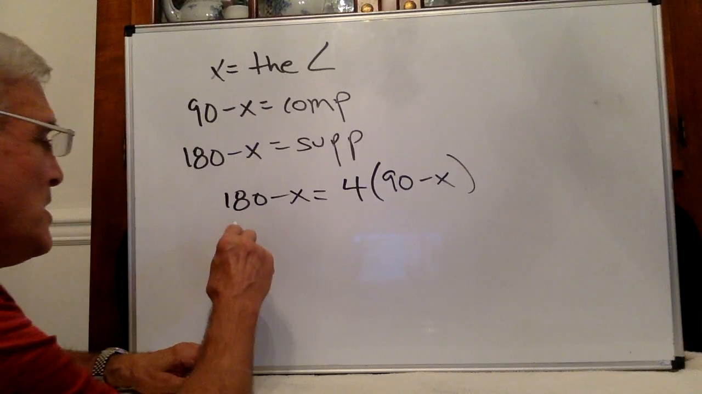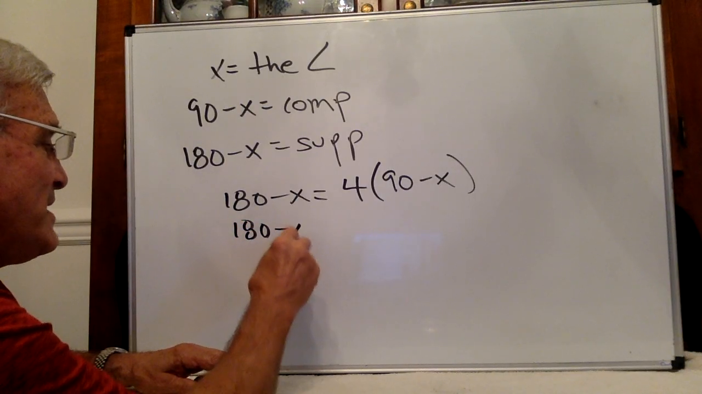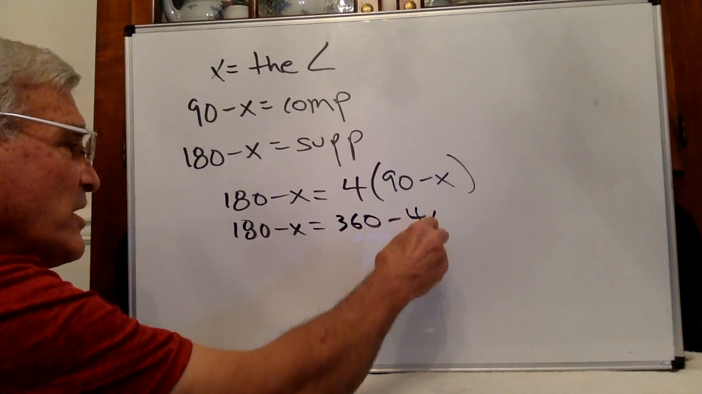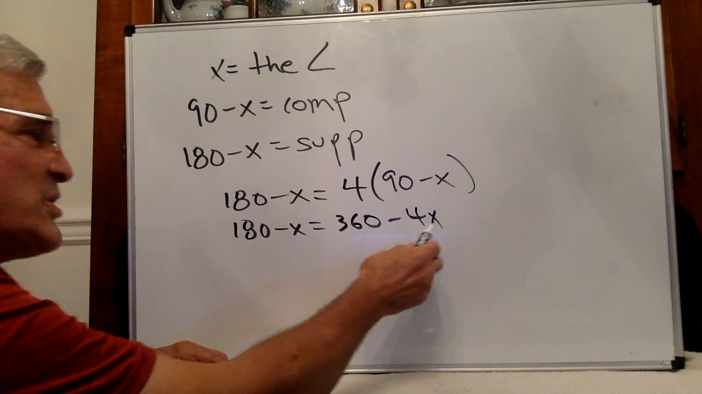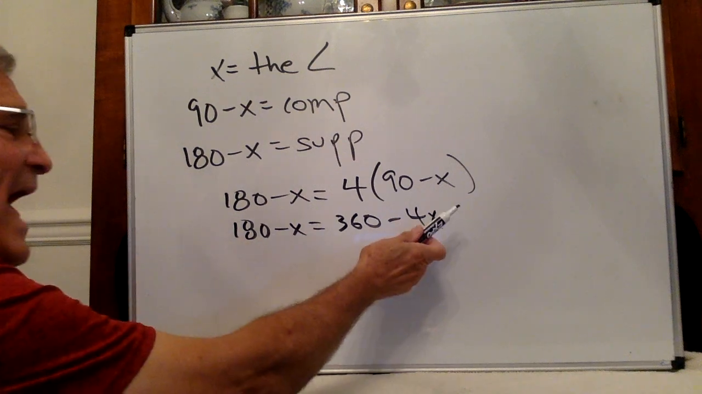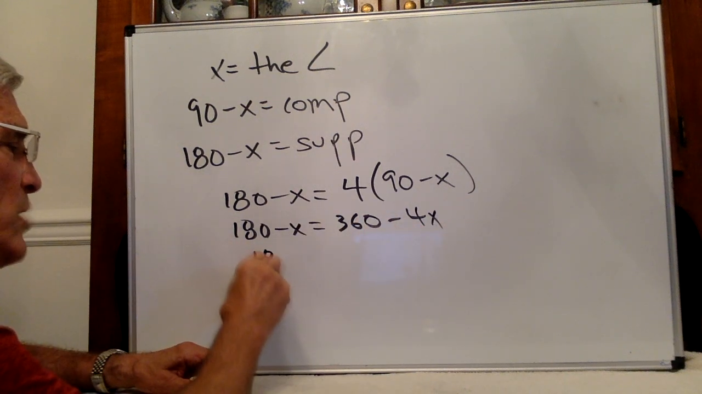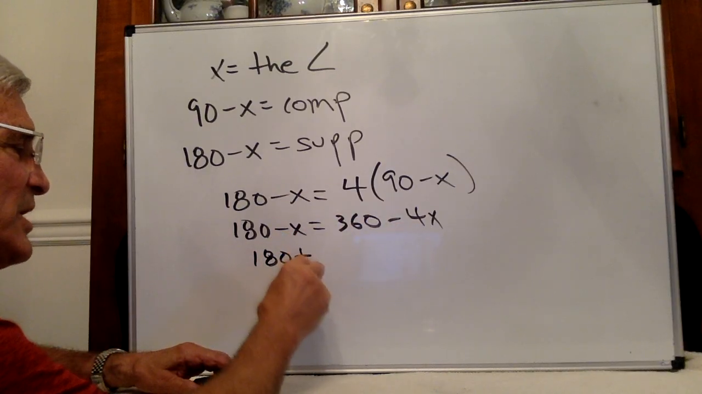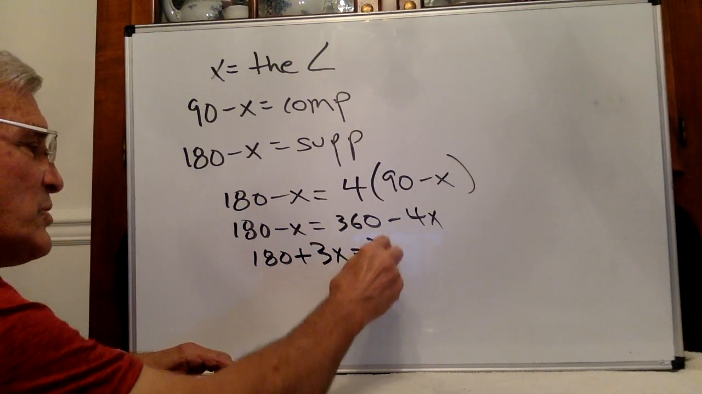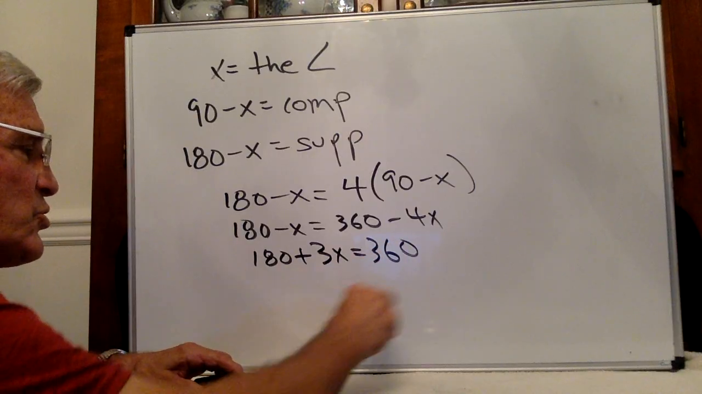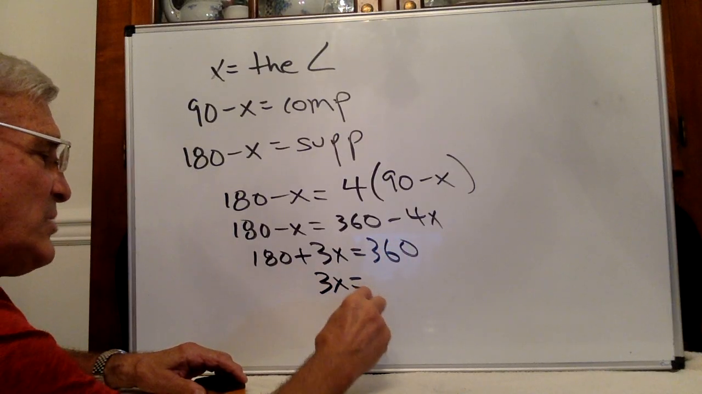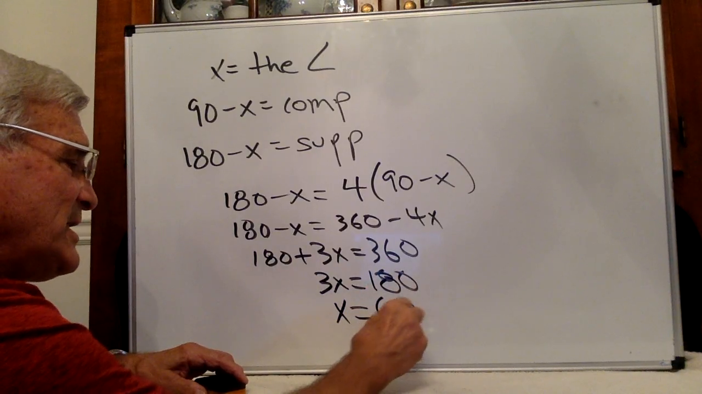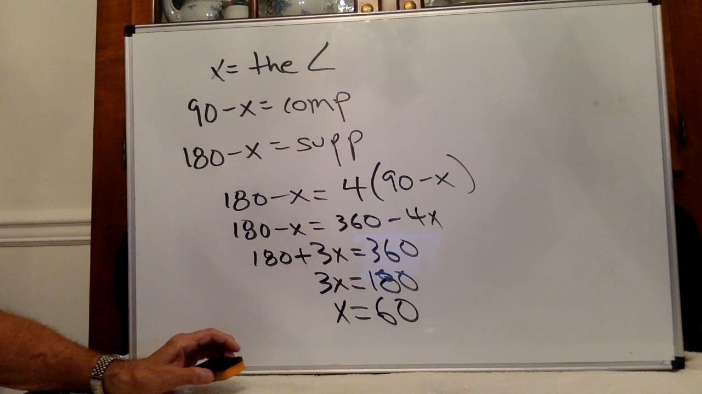It's just algebra. 180 minus x is equal to 4 times 90, 360 minus 4x. So let's bring the x's over to the left. Add 4x to both sides. You get 180 minus x plus 4x is plus 3x equals 360. Subtract, you get 3x is equal to 180. Divide by 3 and you get x is 60.